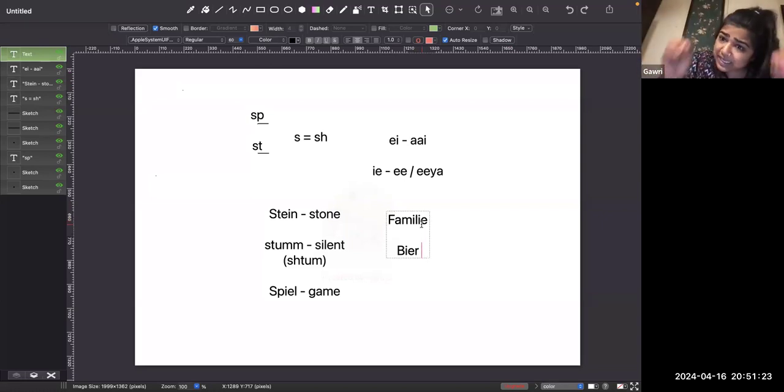is also pronounced as eye. It depends. We have to learn in which words it is ee and in which words it is eye.